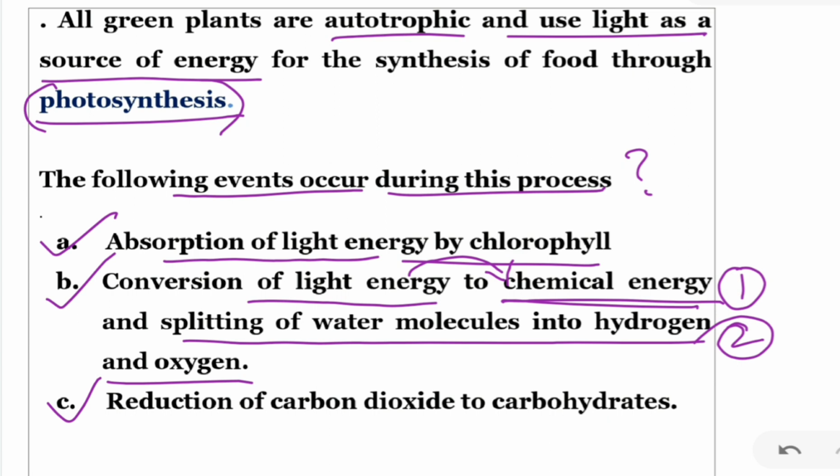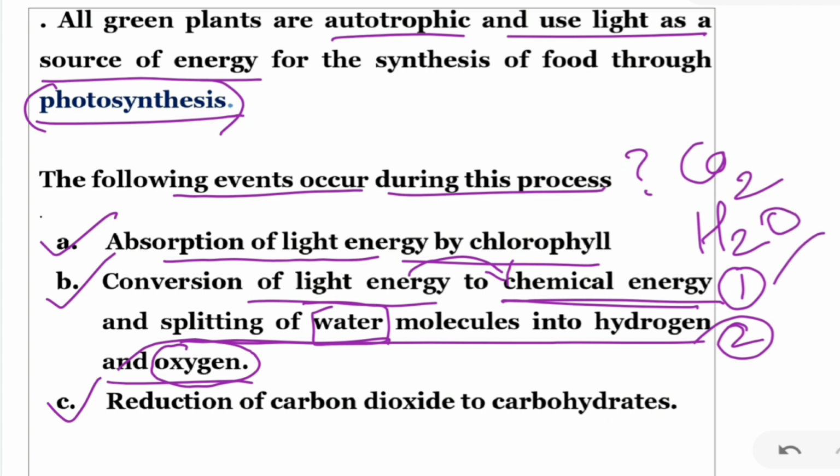Second, what happens? Splitting of water molecule into hydrogen and oxygen. We know that during photosynthesis, oxygen is released. So where does this oxygen come from? The oxygen is coming from the water, not from carbon dioxide, because in both CO2 and H2O, oxygen is there, right? So this oxygen comes from water, not from carbon dioxide. One of the important questions.